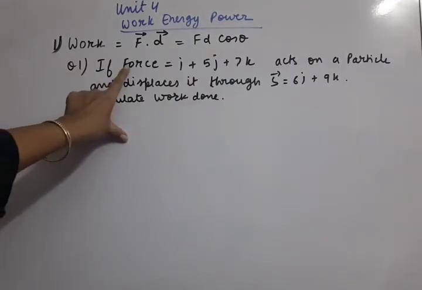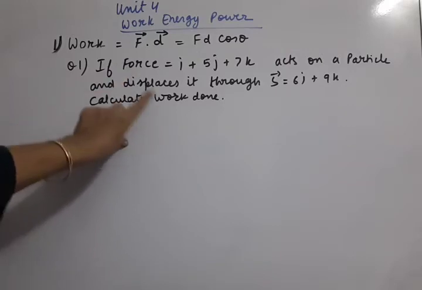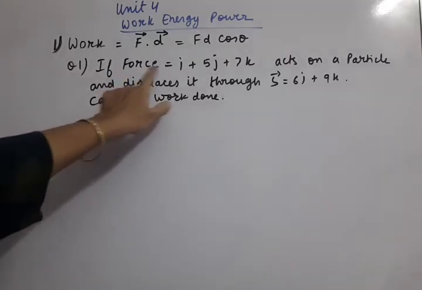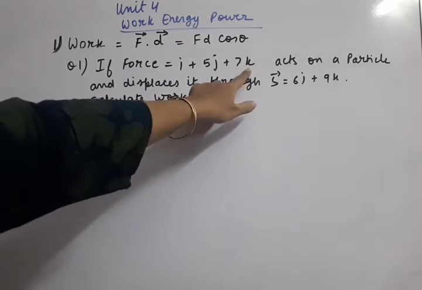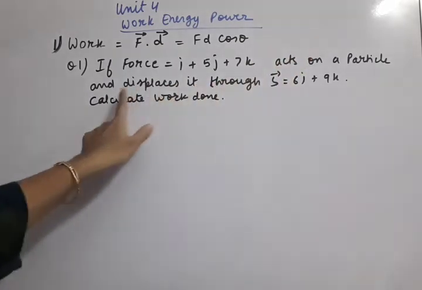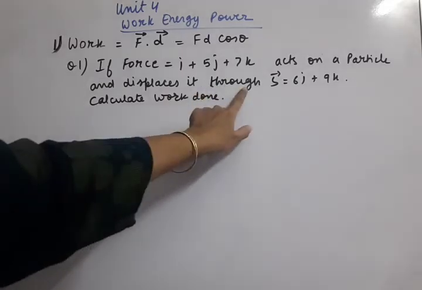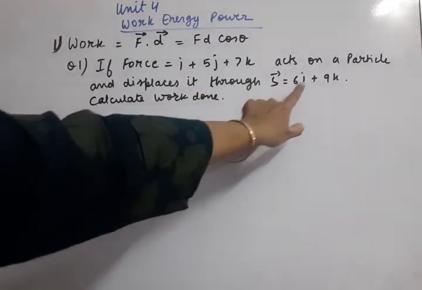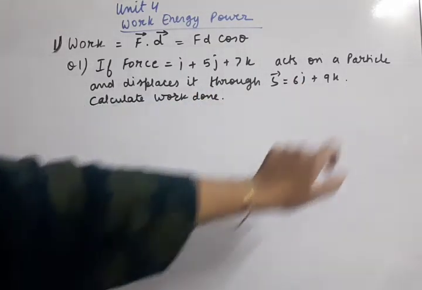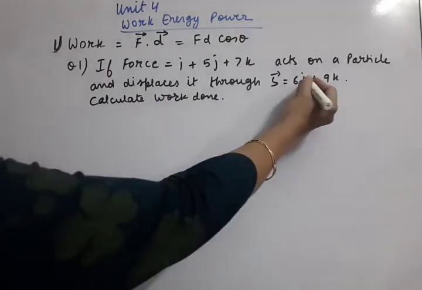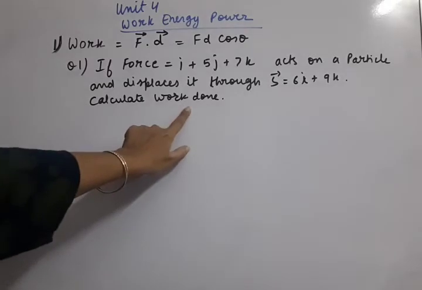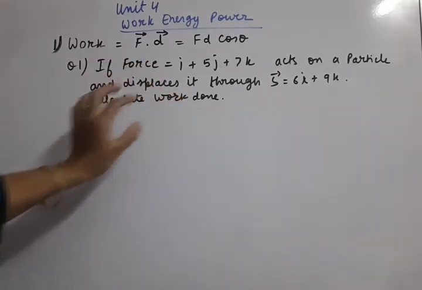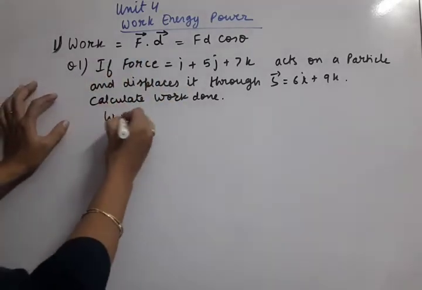We have a numerical now based on work done calculation. Force is given in the form of ijk: i plus 5j plus 7k. This acts on a particle and displaces it through s vector equal to 6i plus 9k. Calculate the work done. So here we will apply the formula of work done, dot product.